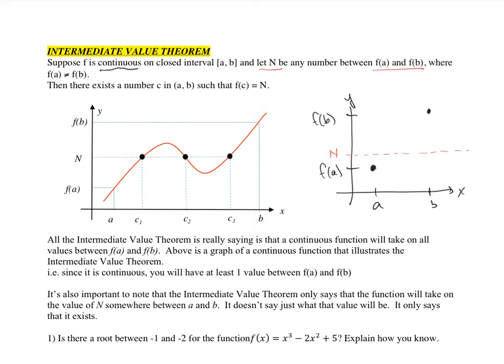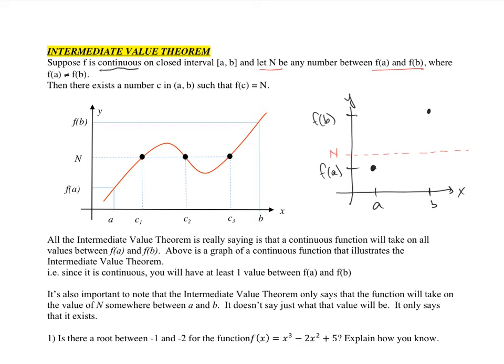Now, how can I get from this point to this point without crossing n? Well, I can try to go up and maybe come really close, but then come way back down. I can't. I have to at some point cross n. And that is the basics of the intermediate value theorem. So anytime you're going from this point to this point, you will end up crossing some value between f(a) and f(b). So those are the basics.